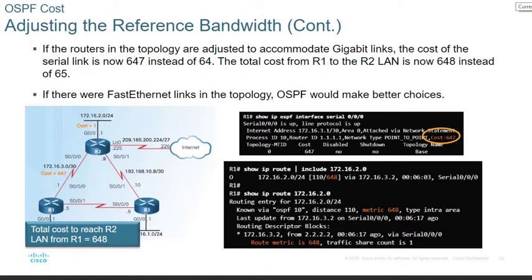OSPF cost, adjusting the reference bandwidth, continued. If the routers in the topology are adjusted to accommodate gigabit links, the cost of the serial link is now 647 instead of 64. The total cost from R1 to the R2 LAN is now 648 instead of 65. If there were Fast Ethernet links in the topology, OSPF would make better choices. Total cost to reach the R2 LAN from R1 equals 648.